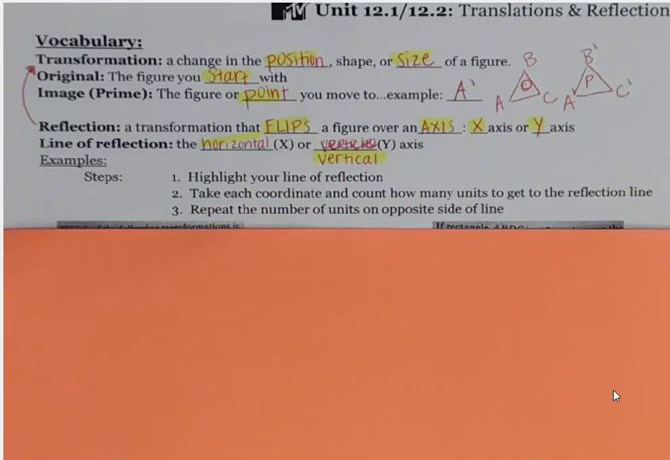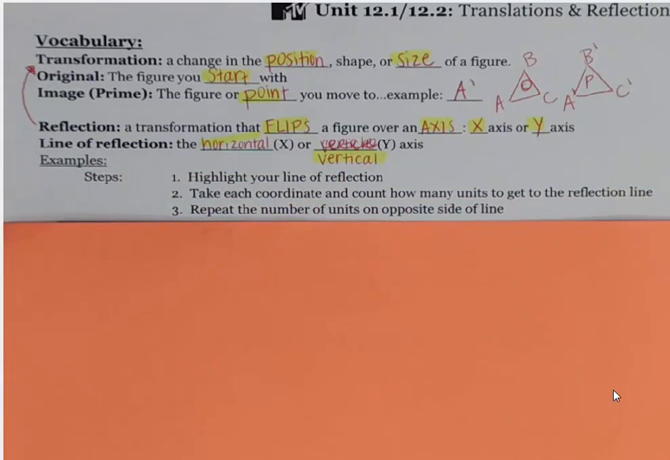So we have some steps that we need to talk about. When we're doing reflections, this is only for reflections, you highlight your line of reflection. So your question is going to say it flips over the x-axis, or the horizontal axis, or it flips over the y or the vertical axis. So I want you to highlight whatever axis you're talking about. Then take each coordinate and count how many units to get to the reflection line, and then repeat the number of units on the opposite side of the line.